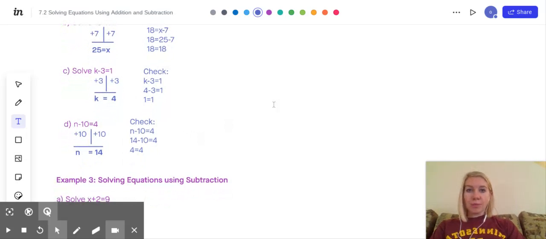All right, check out example 3 to see one more example for this chapter.